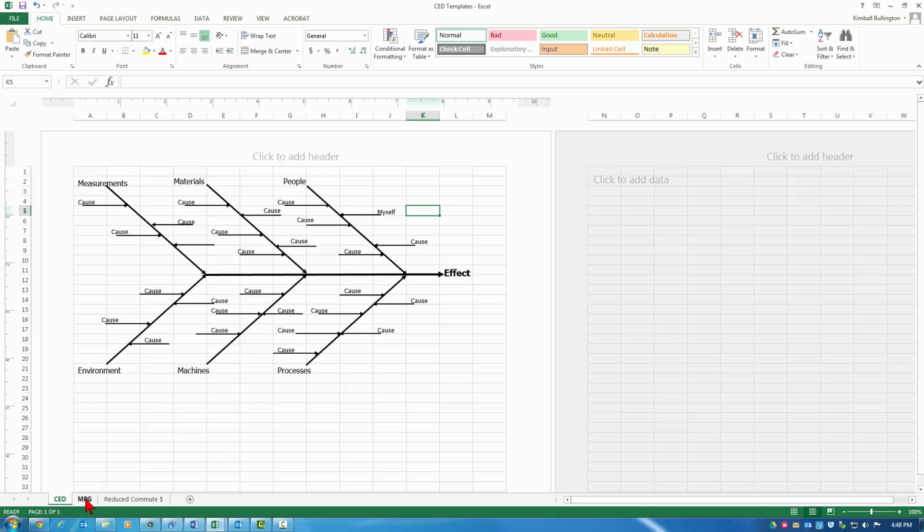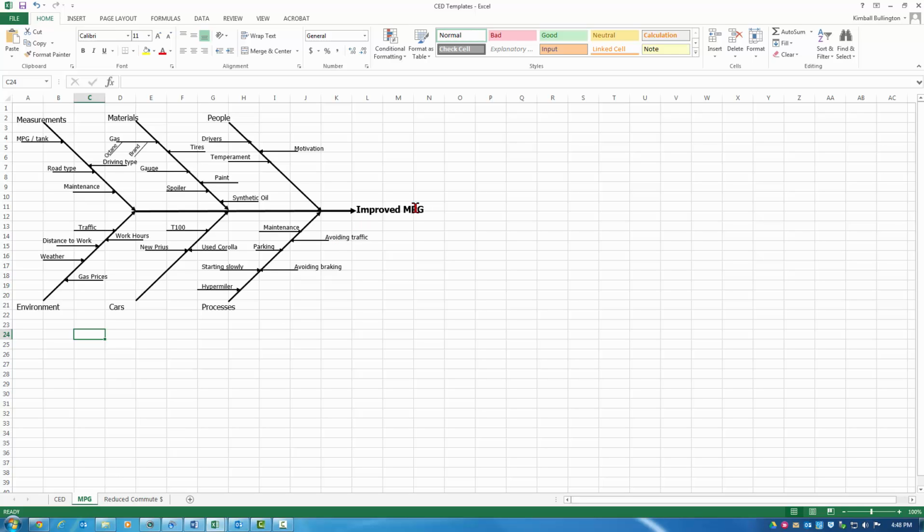I created a cause and effect diagram. The desired effect was improved gas mileage in my car, and I used these categories. Instead of machines, I renamed it cars because that's the machine I'm looking at in this example. So going through, I used some cause categories. Just thought about these category headings and what would go under it.